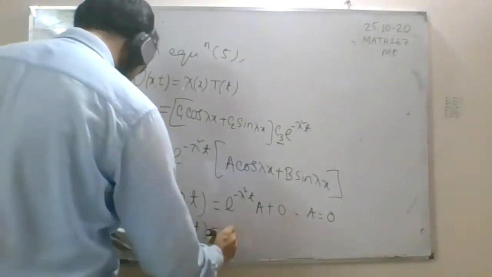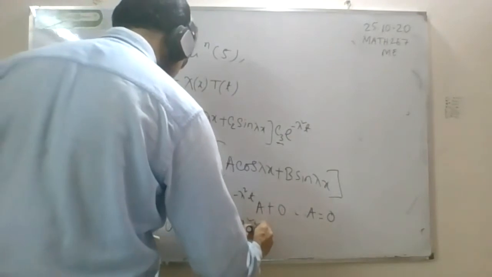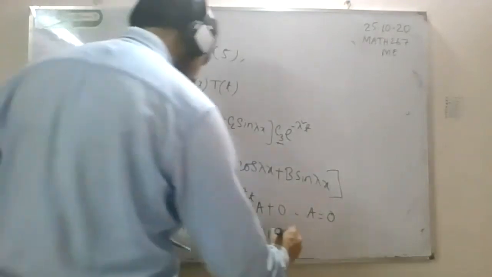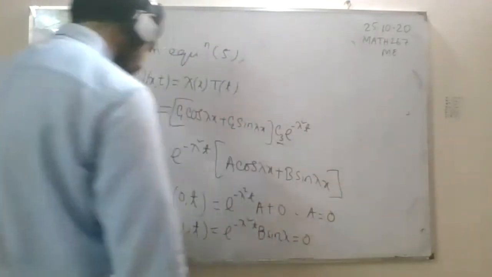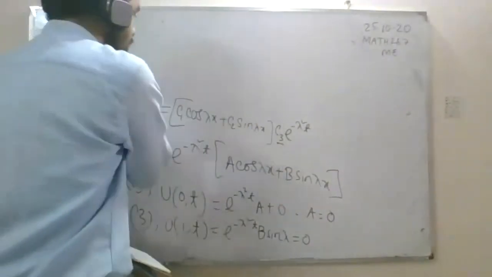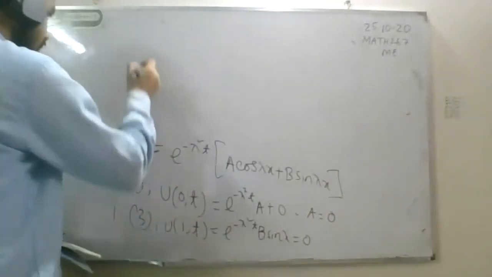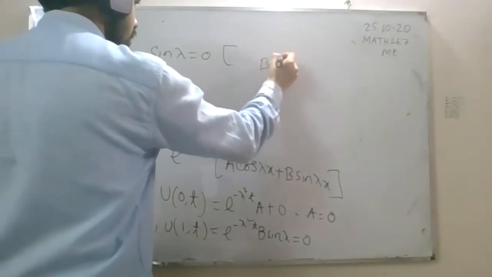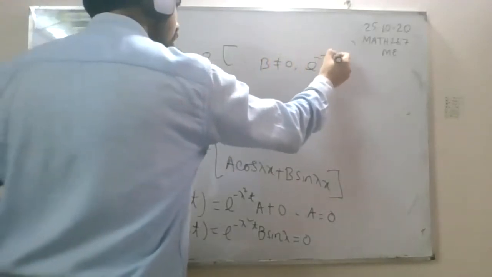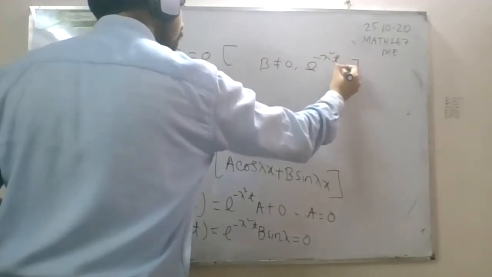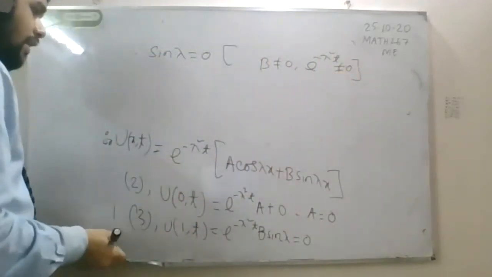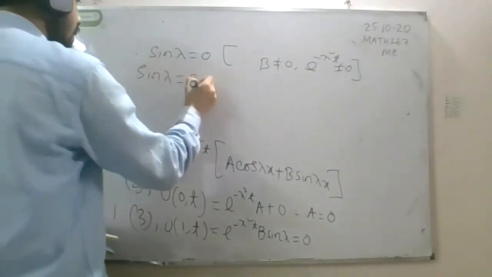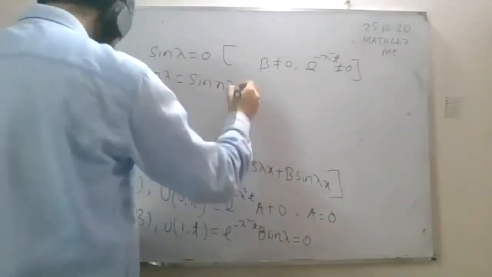Then u(1,t) with e to the power minus lambda square t and sin lambda equals 0. So we have to find out the values of a and b. Now from here you can say sin lambda equals sin n pi.